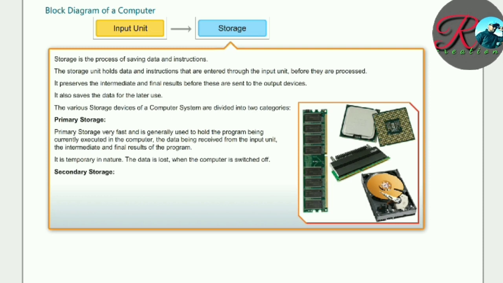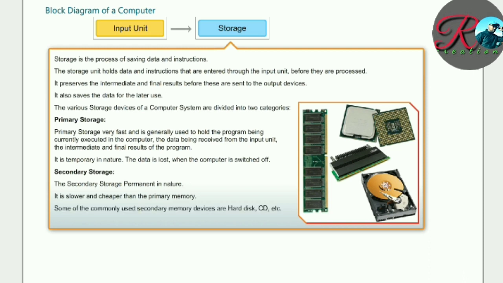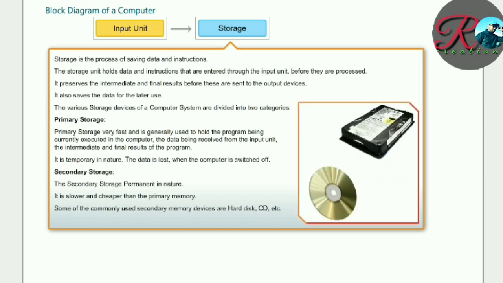Secondary storage. The secondary storage is permanent in nature. It is slower and cheaper than the primary memory. Some of the commonly used secondary memory devices are hard disk, CD, etc. It stores several programs, documents, databases, etc.